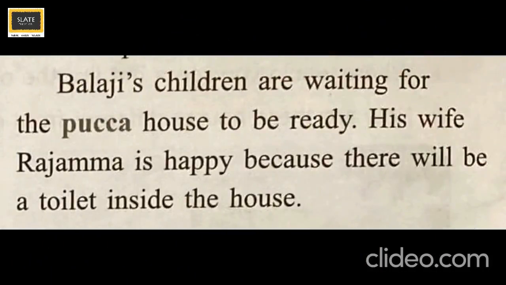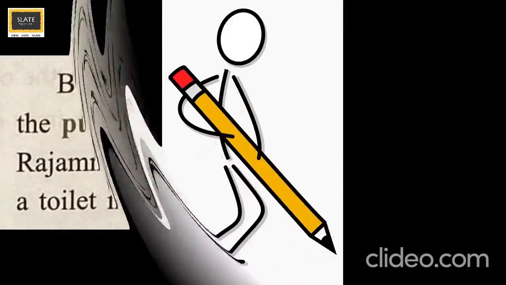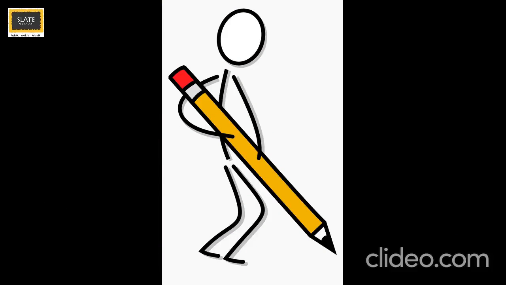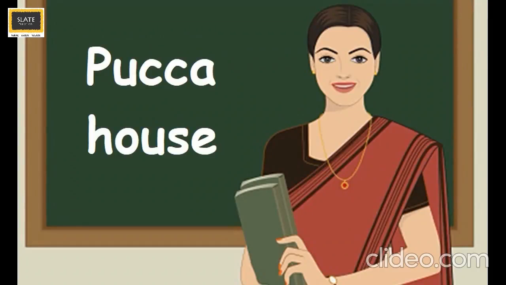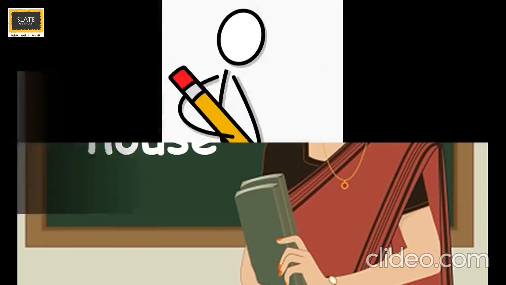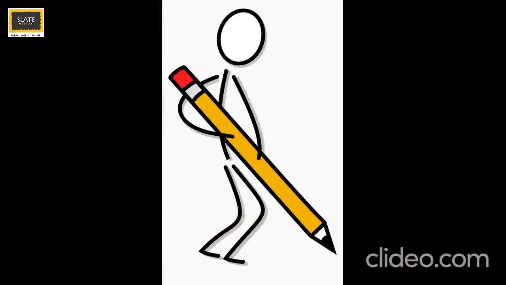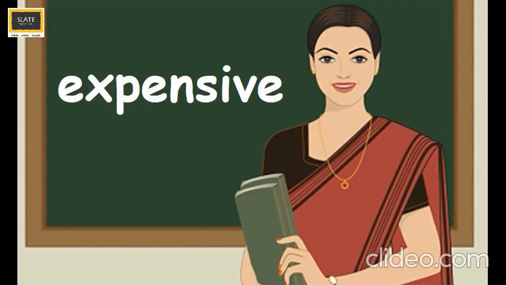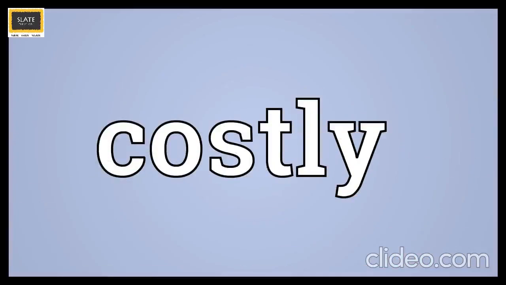Balaji's children are waiting for the Pakka house to be ready. His wife Rajamma is happy because there will be a toilet inside the house. Slaters, underline the word Pakka house. P-U-C-C-A, Pakka. House, H-O-U-S-E, house. Also underline the word expensive, E-X-P-E-N-S-I-V-E, expensive. It means very costly.